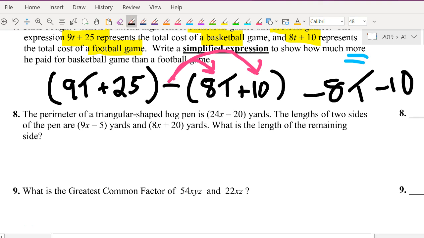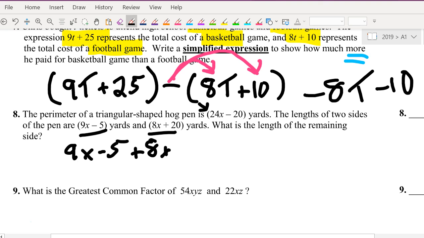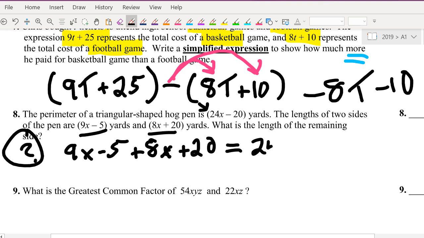Okay? They're giving us 2 of them. And this is the perimeter. So it's a little tricky. So watch. 9x minus 5 plus 8x plus 20, that equals, plus the missing side, right? So we can put a big question mark, whatever. Question mark plus equals 24x minus 20.